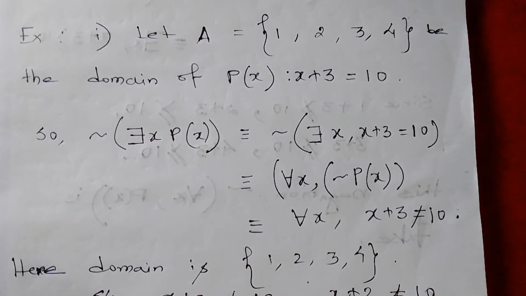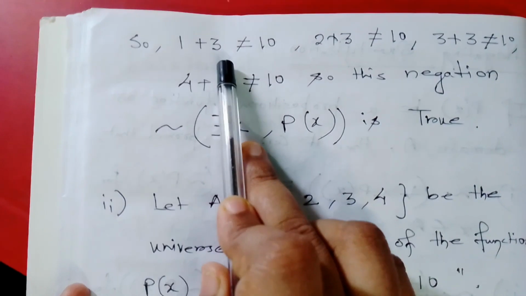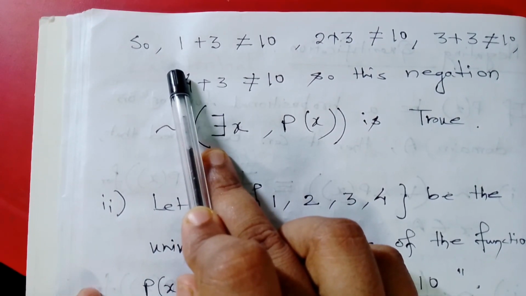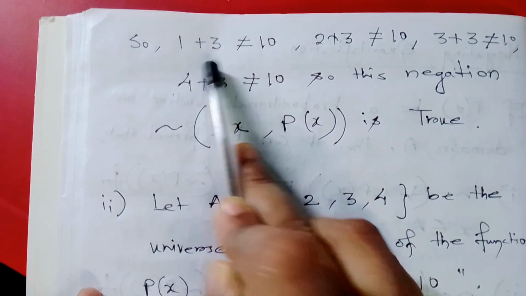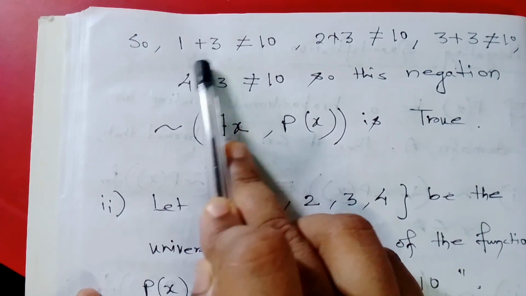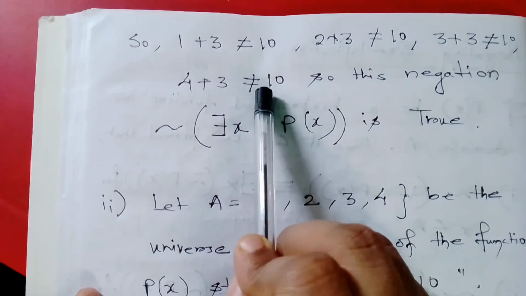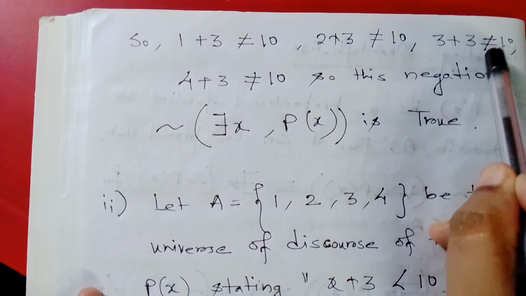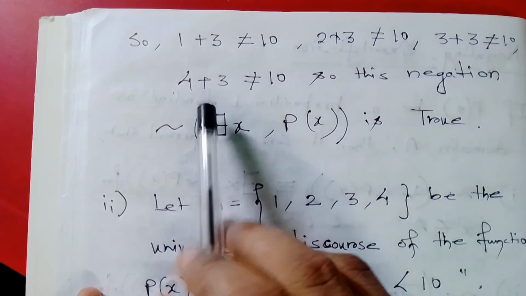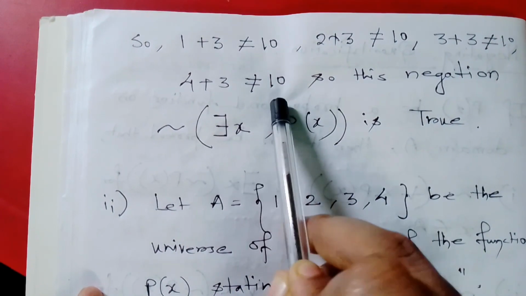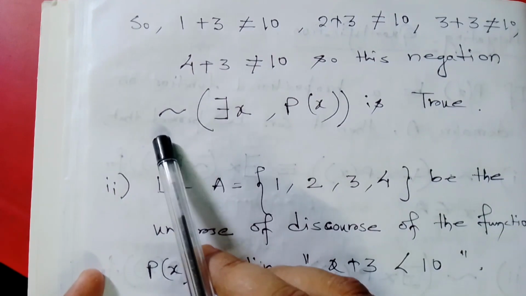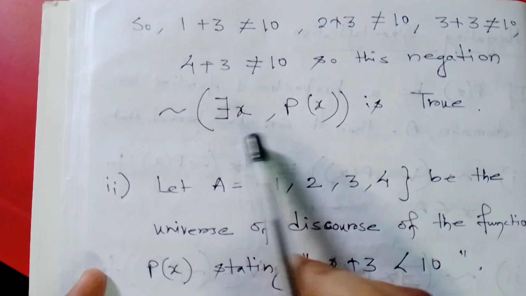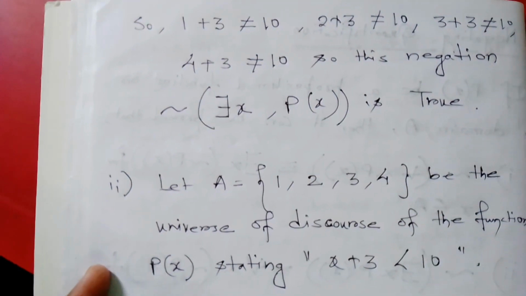The values of x are 1, 2, 3, 4. For 1, 1 plus 3 is 4, which is not equal to 10. 2 plus 3 is not equal to 10 also. 3 plus 3 not equal to 10 is also true, and 4 plus 3 is not equal to 10. So this negation of the existential quantification x of P(x) is true.